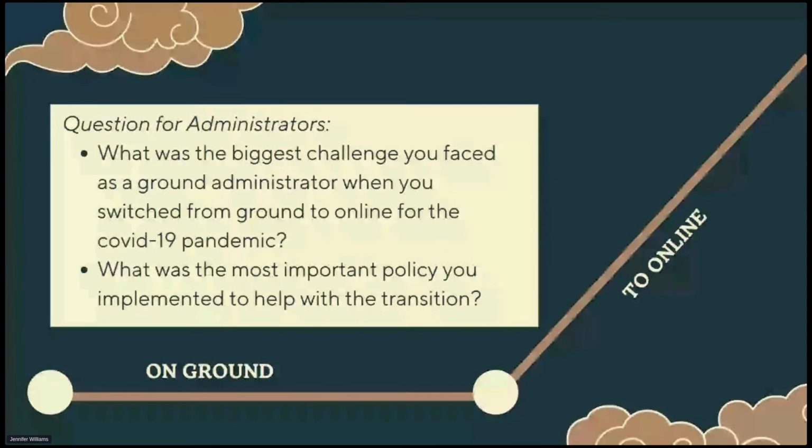So the question: what is the biggest challenge you faced as a ground administrator when you switched from ground to online for COVID-19? I would like to hear from you first. And while you're typing, what is the most important policy that you implemented to help with this transition? Great, preparing our instructor.